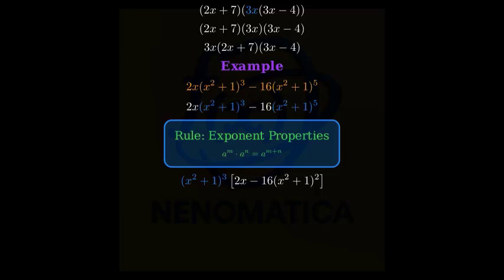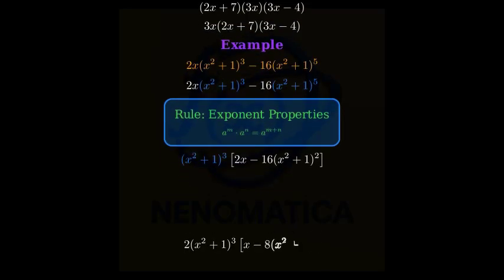2x minus 16 times the quantity x squared plus 1 squared, which we can write as 2 times the quantity x squared plus 1 to the power of 3 times the expression x minus 8 times the quantity x squared plus 1 squared. Let's simplify our result a bit more for better understanding. Using algebra, we can write our final answer as 2 times the quantity x squared plus 1 to the power of 3 times the bracket x minus 8 times the quantity x squared plus 1 squared.